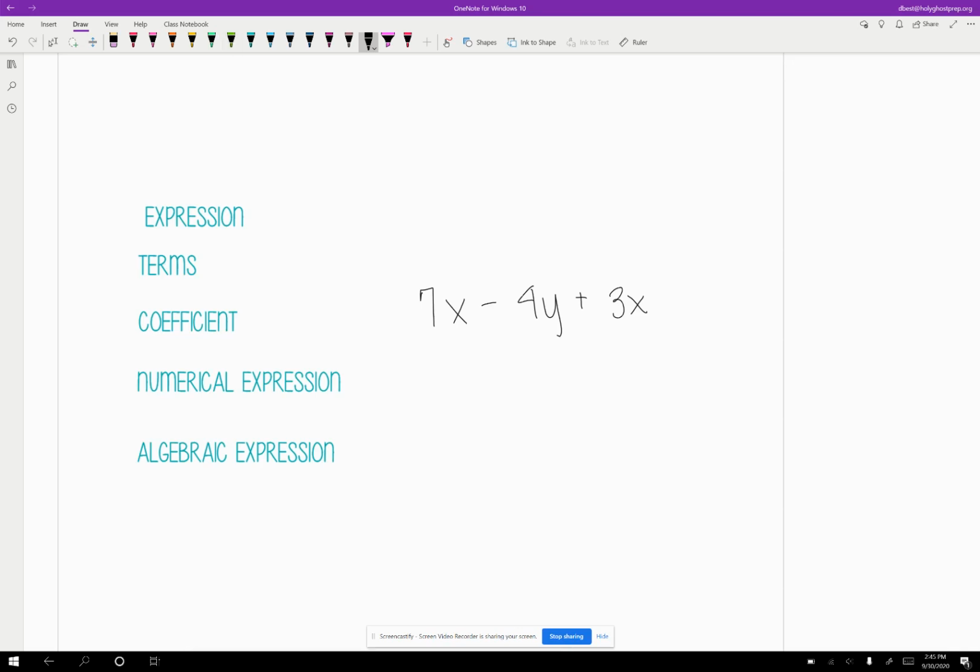And the first thing is an expression. The expression is the whole thing. Everything we just wrote is an expression. It's the combination of terms and operations. So it's the whole thing, everything that's being added and subtracted. So the terms and operations.